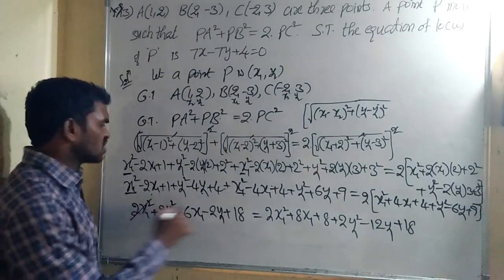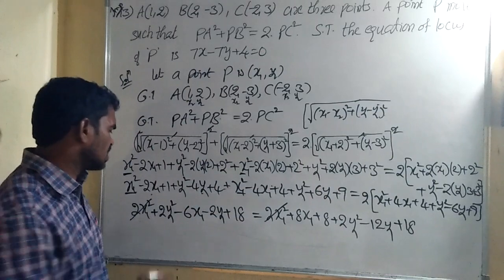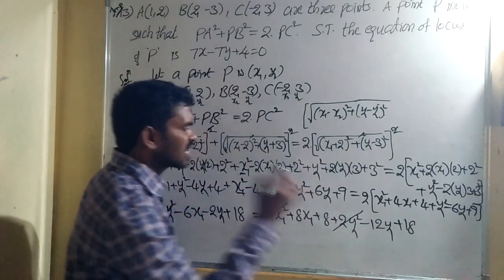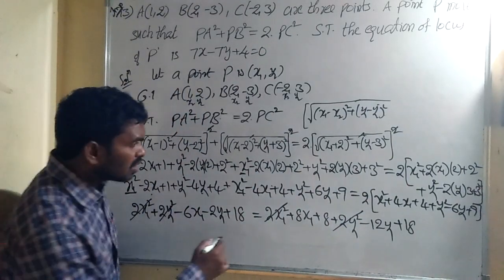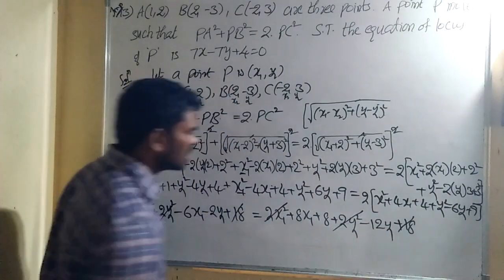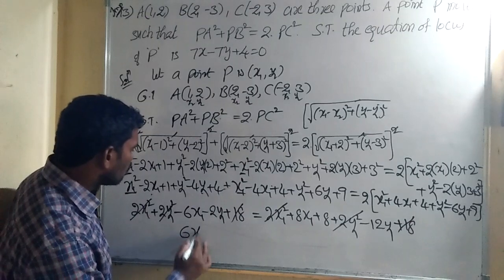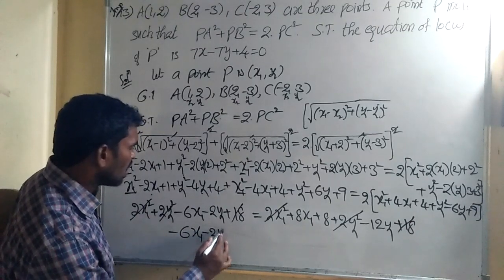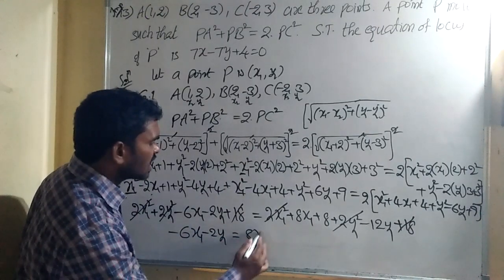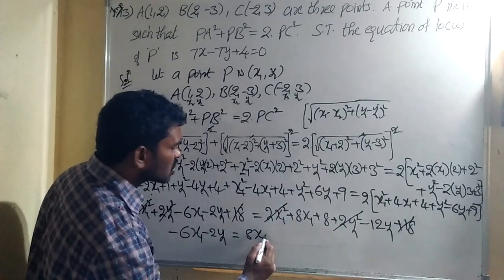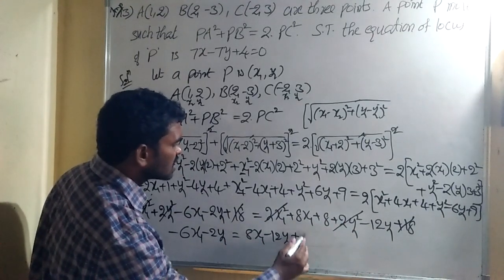Here left hand side 2x1 square, here 2x1 square same gets cancelled. 2y1 square, 2y1 square same gets cancelled. And is anything? Oh yes, 18, 18 same gets cancelled. And more? Okay, nothing. So what are the remaining terms? Minus 6x1 minus 2y1 is equal 8x1 minus 12y1 plus 8.